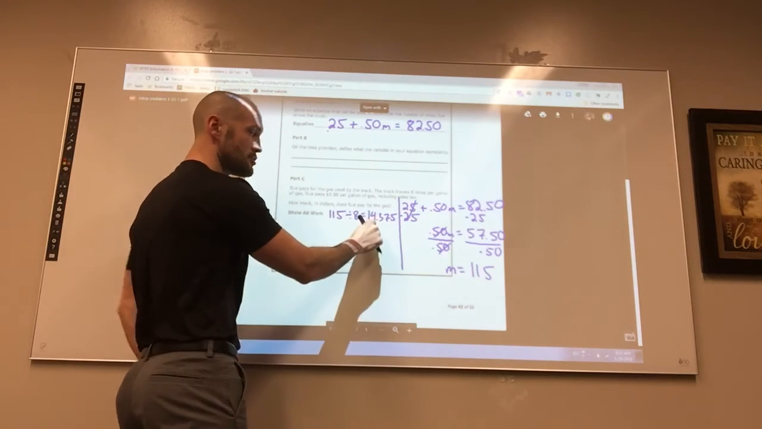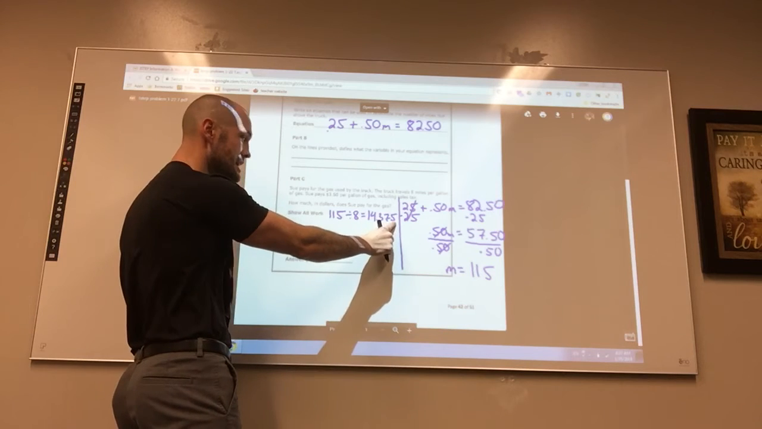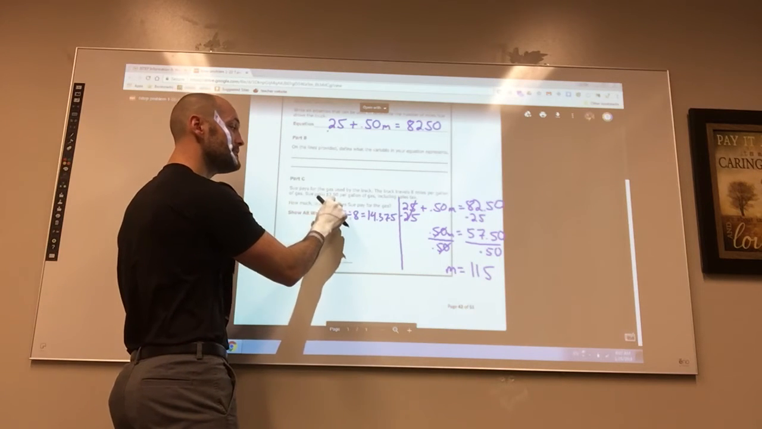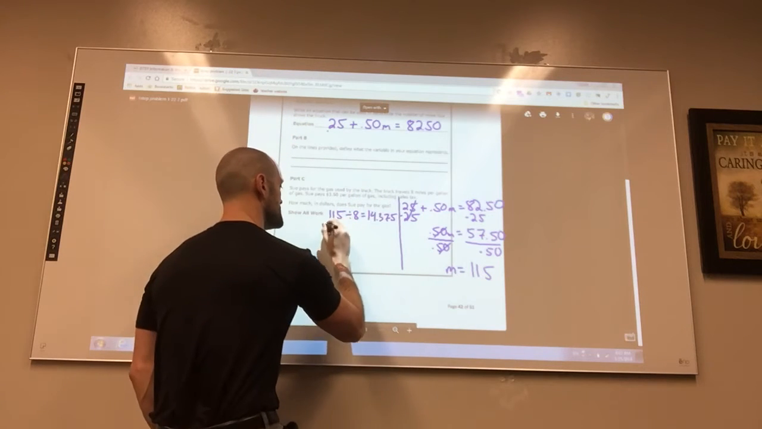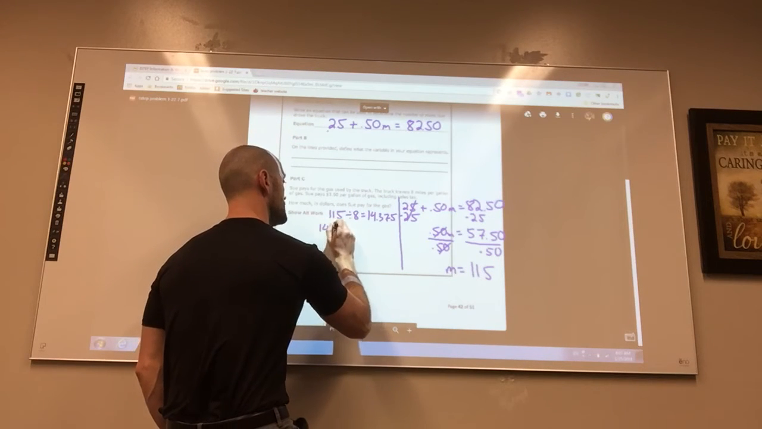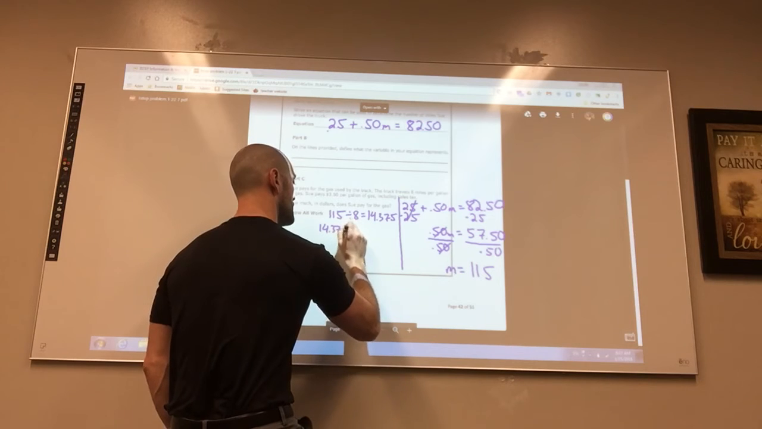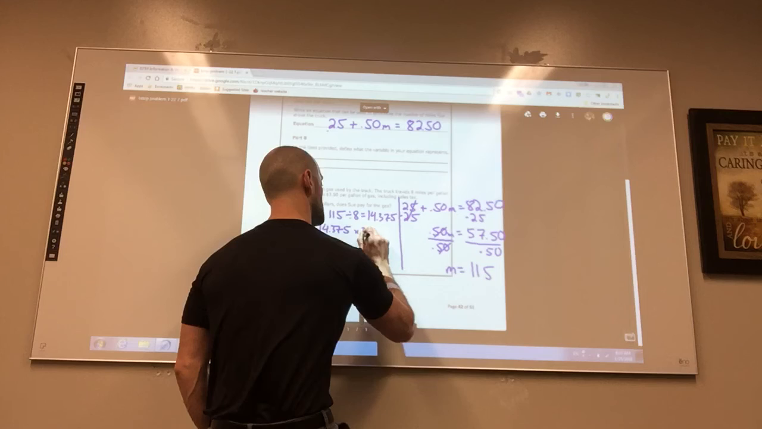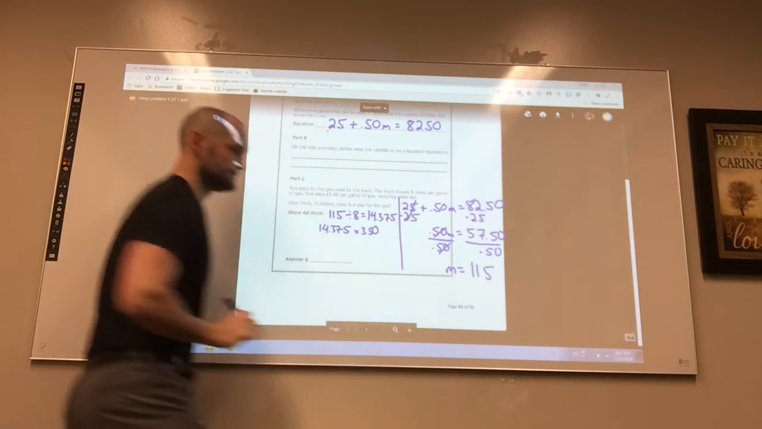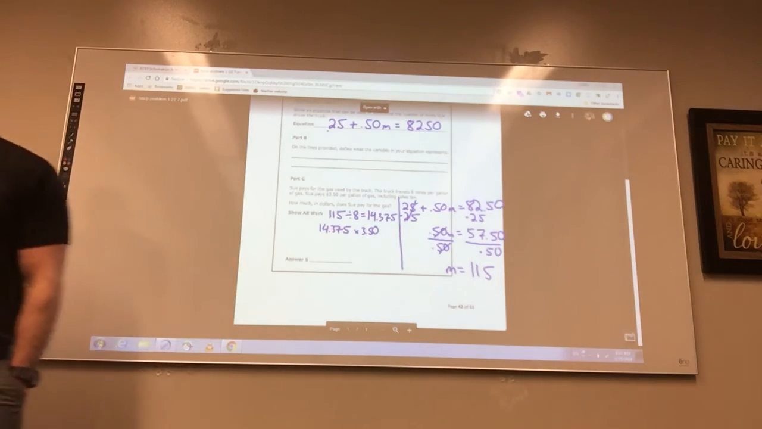Last piece of information, because when they ask, how much does she pay for gas? Well, if we used 14.375 gallons and it's $3.50 per gallon, last step, I have to take the number of gallons I used and multiply that by the cost per gallon. This gives me a final answer.